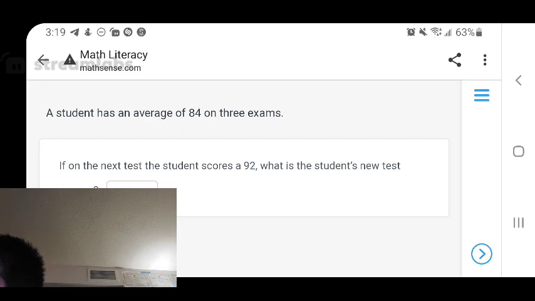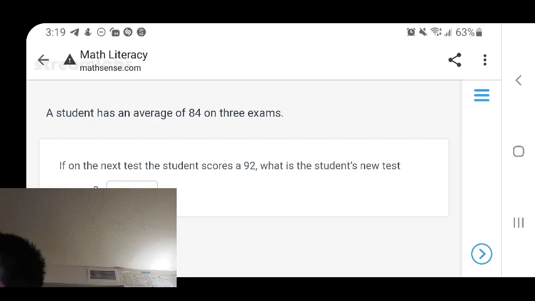That is 252, out of 3. The average is 84, and that student scores a 92. You add 92 to 252, and then you add 1 to get 4. It's 344.